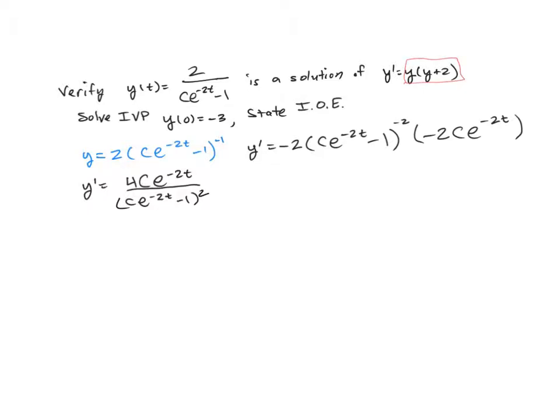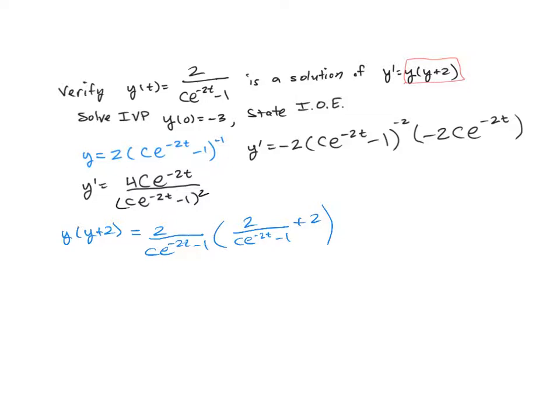And in this case, it's much easier to start with the complicated side and simplify it down to the smaller, simpler side. So we're going to start with our y times y plus 2, and now substitute in the y that they gave us. So the original y is 2 over c e to negative 2t minus 1. And then that's going to be times parentheses 2 over c e to negative 2t minus 1 plus a 2.